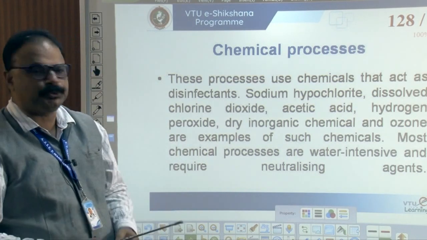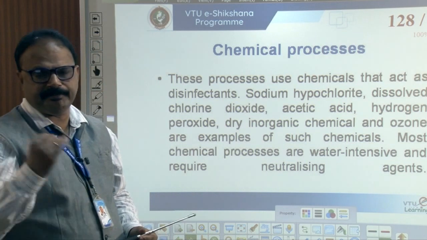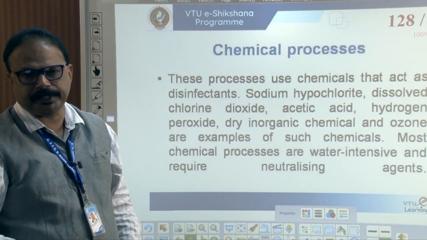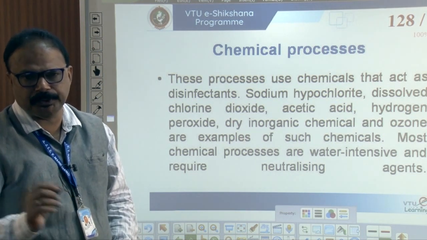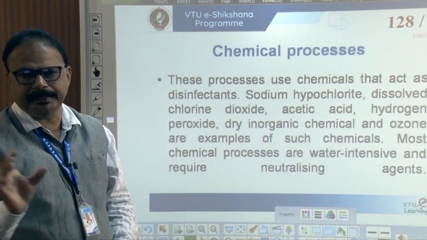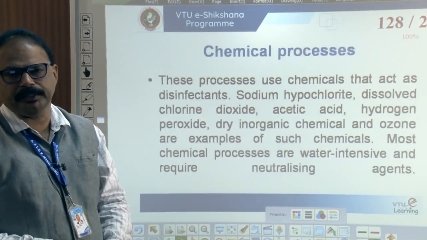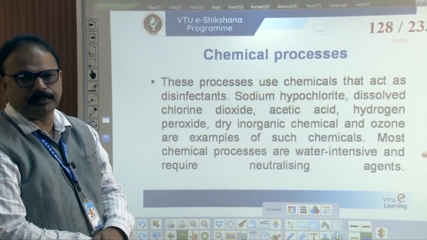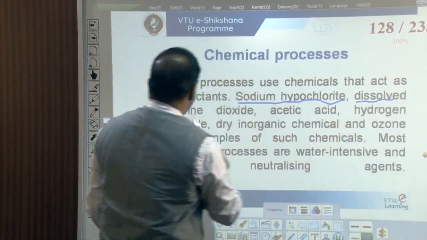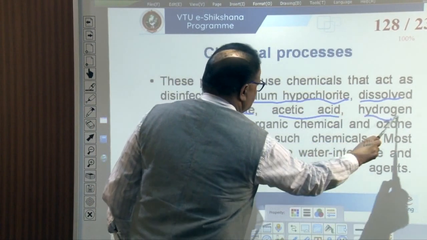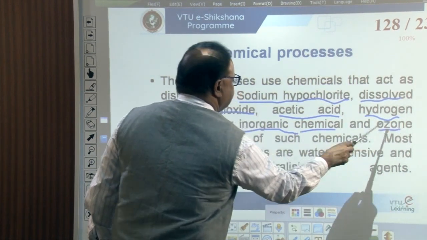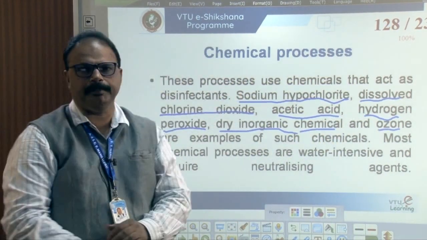In this process, chemicals act as a disinfectant: sodium hypochlorite, dissolved chlorine dioxide, acetic acid, hydrogen peroxide, dry inorganic chemicals, and ozone are the chemicals used for disinfection. Most chemical processes are water intensive and require neutralizing agents. These are the chemicals we are using for the treatment by chemical process.